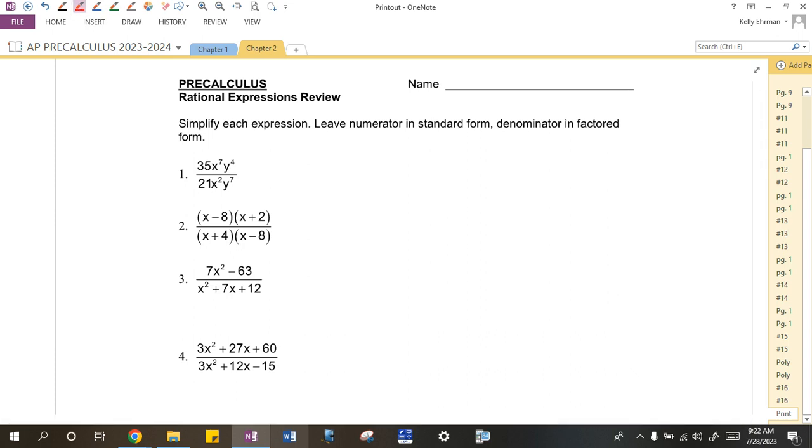All right, so for our first section on this worksheet, it just says simplify each expression, leave the numerator in standard form. That means general form, like 2x cubed plus 3x squared, whatever, and the denominator in factored form. Now, honestly, I don't care if you leave the numerator in factored form. The goal is just to be able to recognize both.